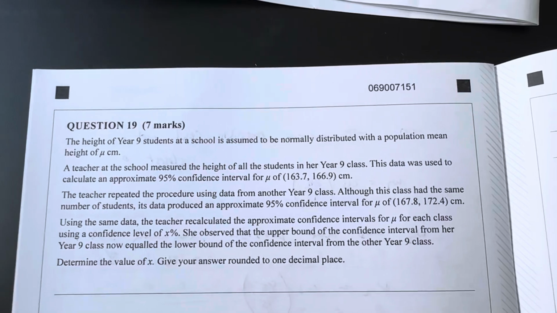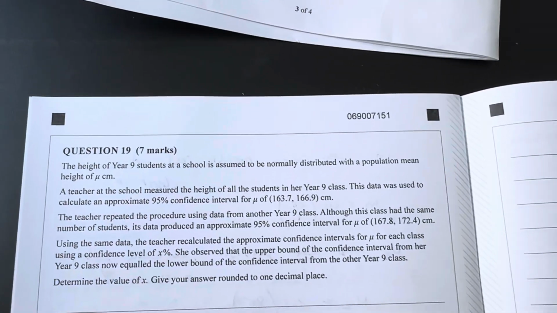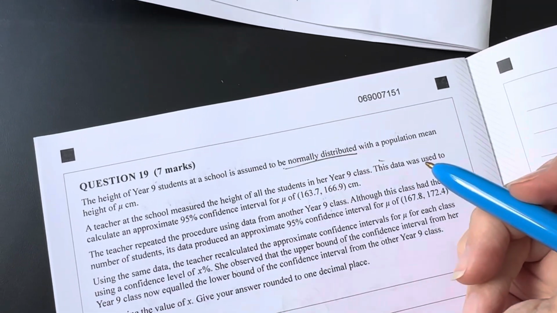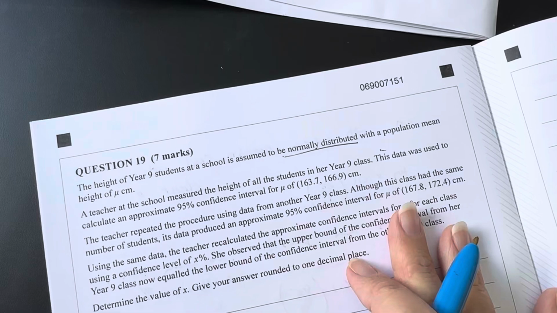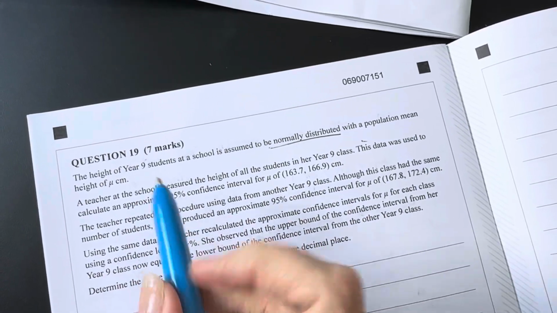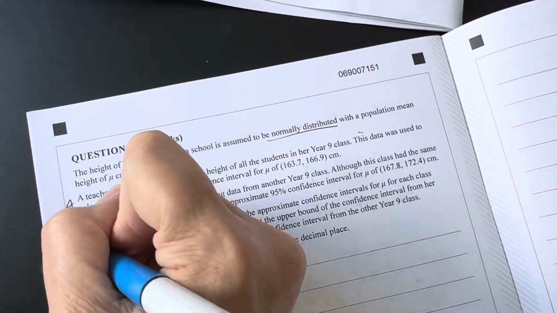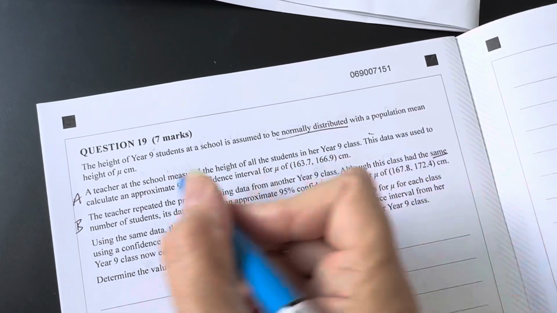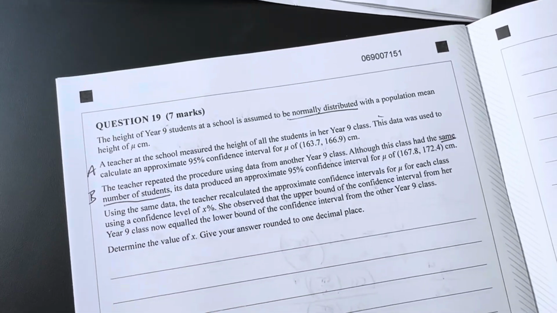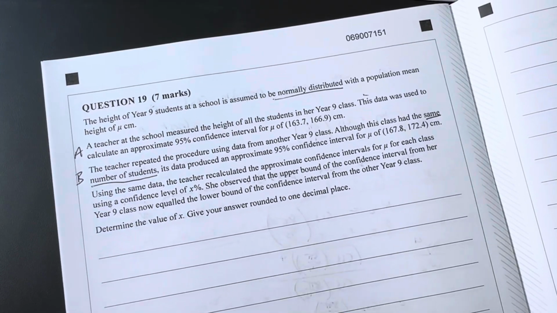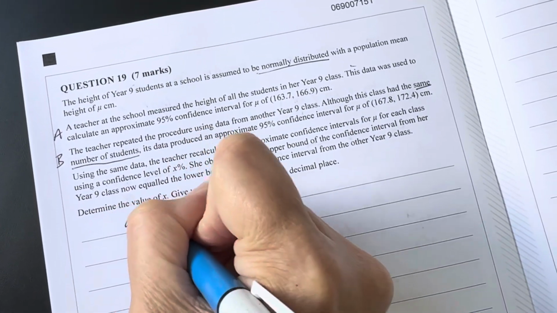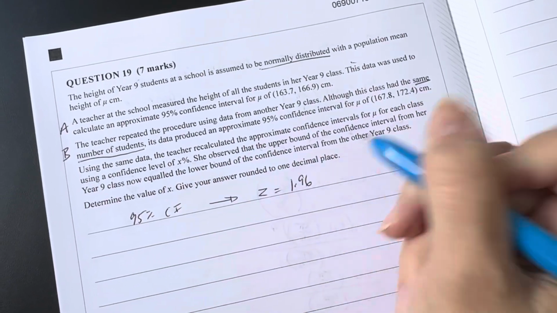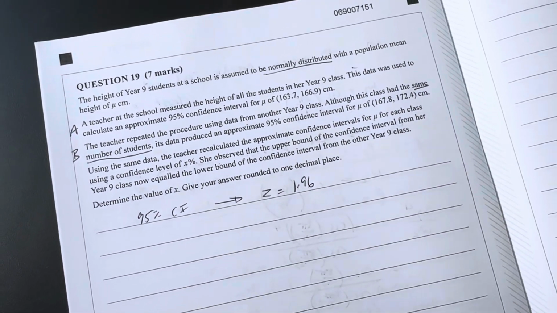Okay, very wordy question, but it's a hard one. So look, we know it's normally distributed. I'm going to call the classes Class A and Class B. Note that each class has the same number of students. First off, we've got a 95% confidence interval, which gives me a Z-score of 1.96. Good starting point.